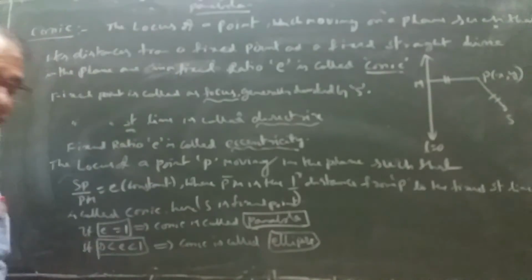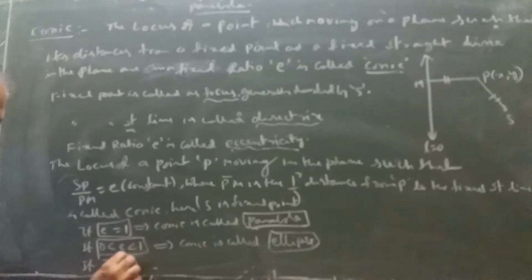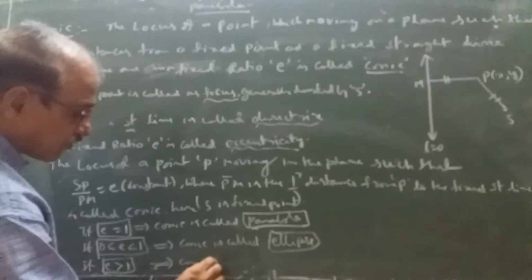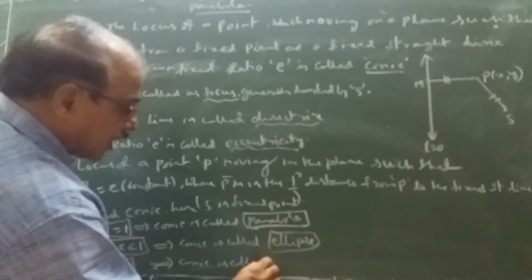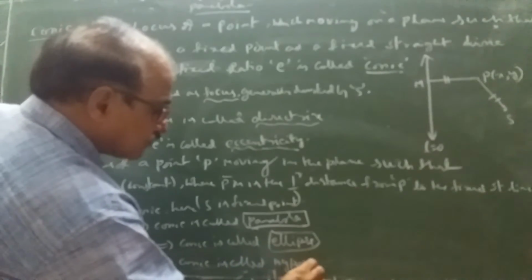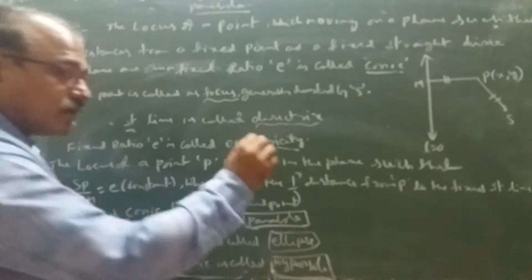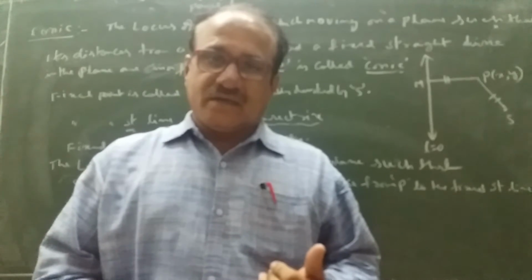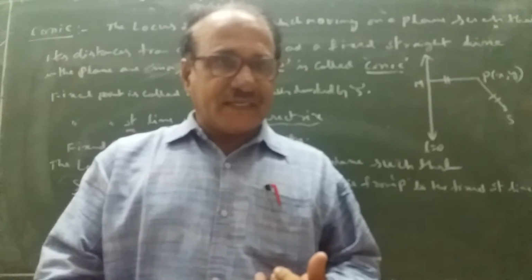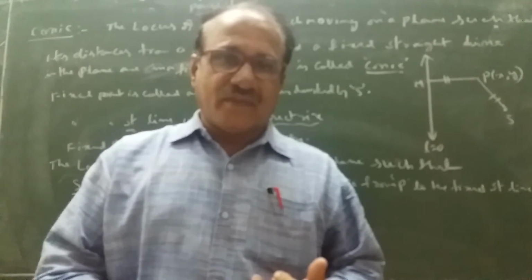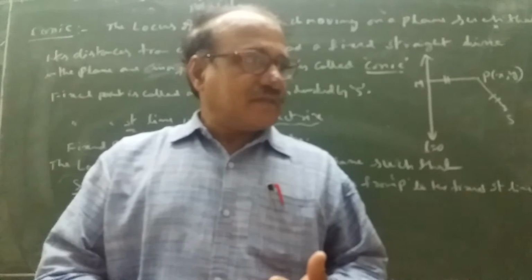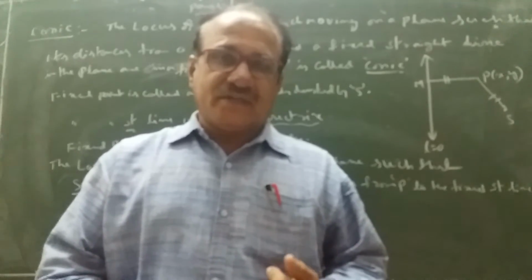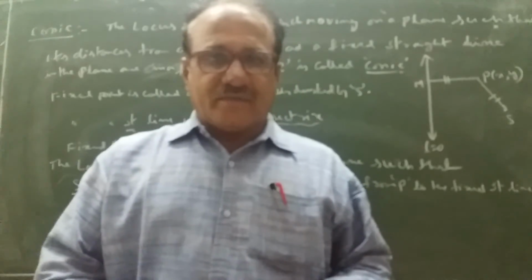These conditions you have to remember. If E is greater than 1, if eccentricity is greater than 1, then that conic is called a hyperbola. Remember: if E is equal to 1, the conic is a parabola; if eccentricity lies between 0 and 1, the conic is an ellipse; and if eccentricity is greater than 1, the conic is called a hyperbola.